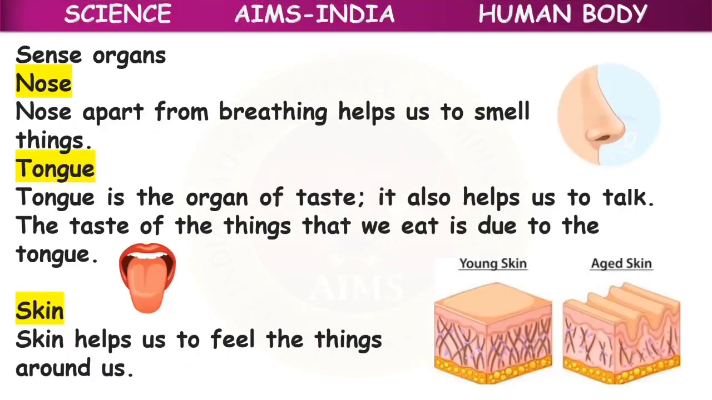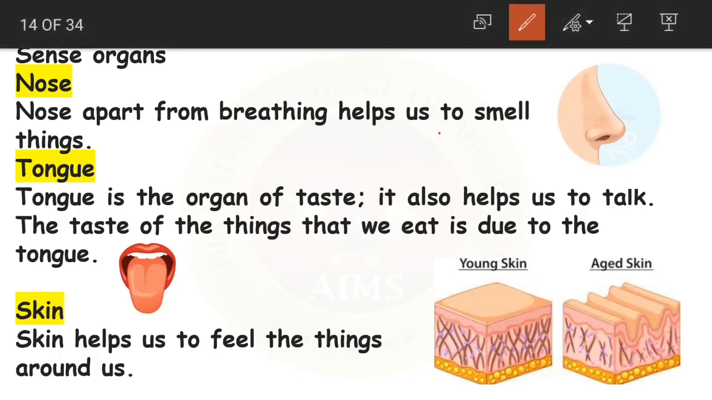Another one is the nose. Why do we use the nose, children? To breathe and also to smell. To breathe in and breathe out, we use the nose, and also to smell things. And the tongue is to taste. Whatever food we eat, it helps us to taste the food, whether it is sweet, bitter, or sour.